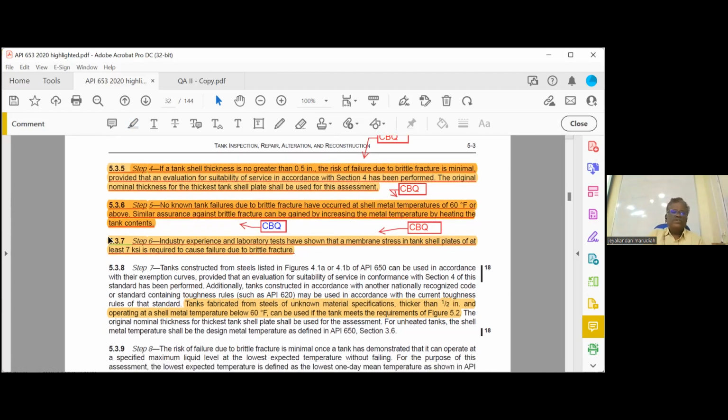Then this is stress, I forgot to tell. Industry experience and laboratory tests have shown the membrane stress in tank shell plates must be at least 7 KSI to cause failure. We need at least 7 KSI stress. 7 KSI means 7,000 PSI to cause brittle failure. That much load should be there in that area. Then only it will fail brittlely. This is again a closed book question.